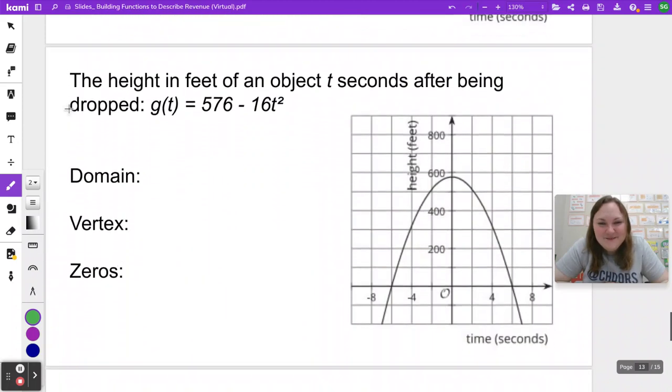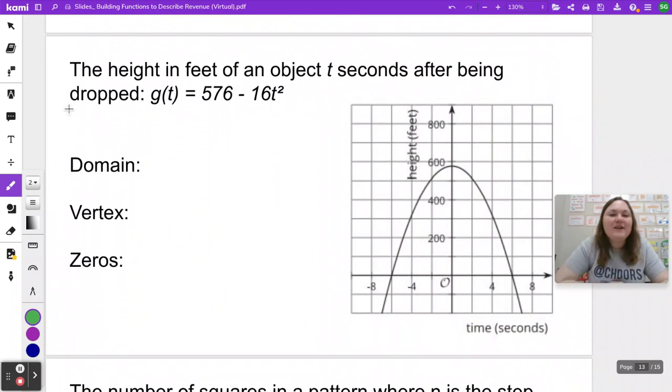This also comes from yesterday's lesson where we are looking at the height in feet of an object t seconds after being dropped. And so above, we were talking about how far the object had fallen. This time, we're focused in on the height of the falling object. Do the same thing, pause the video and identify the domain, vertex, and zeros, and also think through what the vertex and zeros represent in the situation.